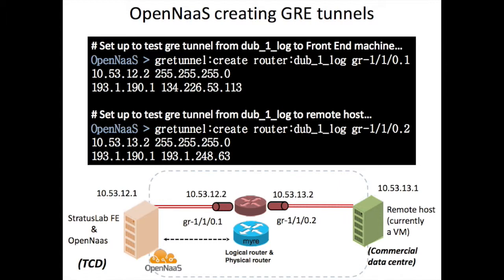Next, GRE tunnels are created, represented here by the double red lines in this slide. These connect both the front-end machine and the remote machine to the logical router. There are a number of different types of tunnels which could be used for this, but GRE was chosen because it is compatible with the operating systems of both the front-end and the router used.